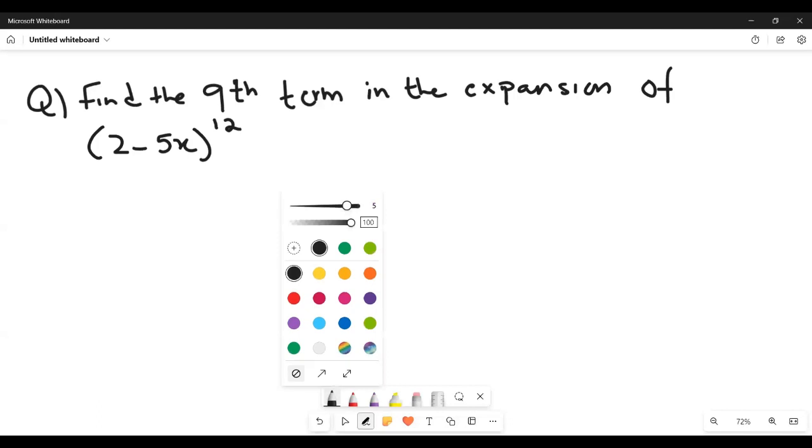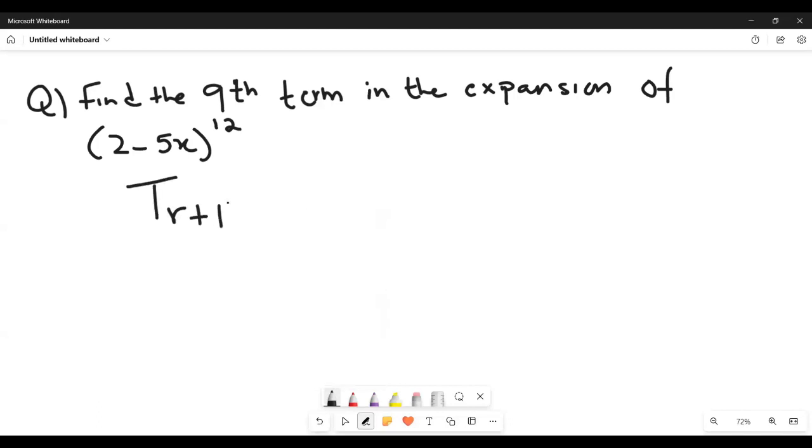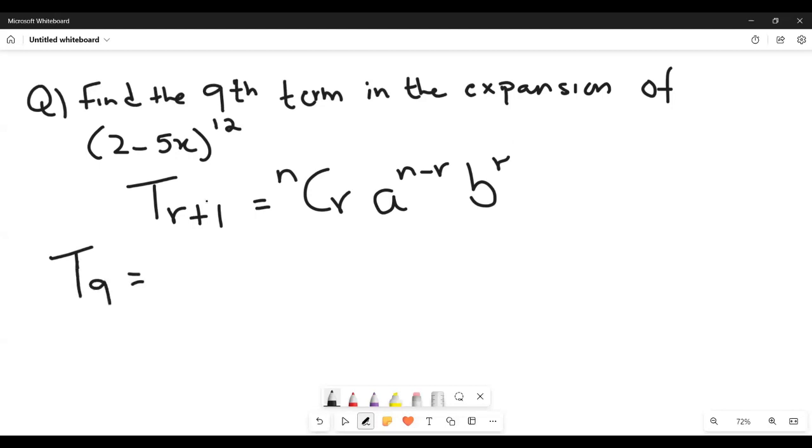Here's the formula. T R plus 1, where T stands for term, equals NCR A power N minus R B power R. This part is the same as the general formula. So we have to find the ninth term, right? We have to find T 9. But we'll have to write T 9 as T 8 plus 1. So R is 8. And N we know from here is 12. So now let's substitute that in the formula.